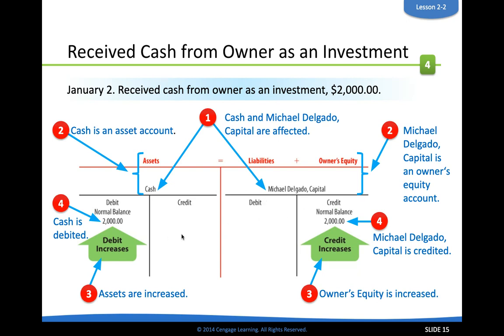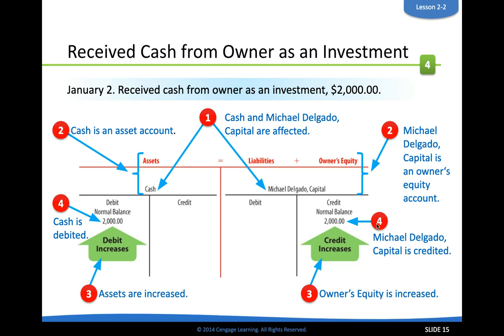And you guys know from chapter 1 that when this transaction happens, cash does increase. Okay, so now you're just putting that word debit to it. So remember, assets are on the left side. So that means that debits are also on the left side, which means that is the side that increases for an asset account. So you would say when Delgado Web Services receives cash from an owner as an investment of $2,000, we need to debit cash for $2,000, which means we're going to increase cash by $2,000.